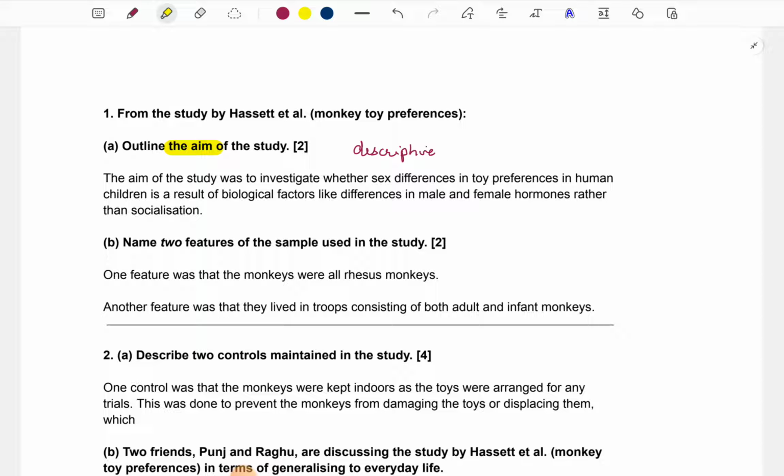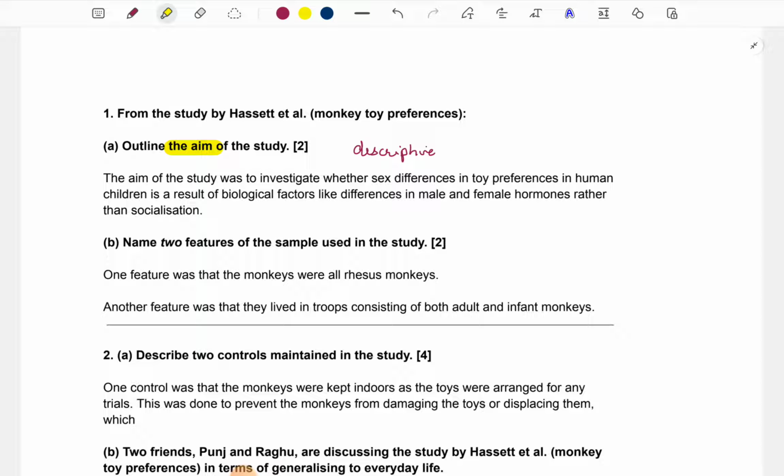So in your mind, when you see "what is the aim of the study", you could think: why did Hassett et al. do this study? What were they trying to establish? Or what was the general purpose of doing this study? Here many students write the aim in terms of: they wanted to compare the toy preferences of male and female monkeys to see whether males like wheeled toys and females like plush toys. No doubt that is correct, but think about the broader purpose, why they were doing this study.